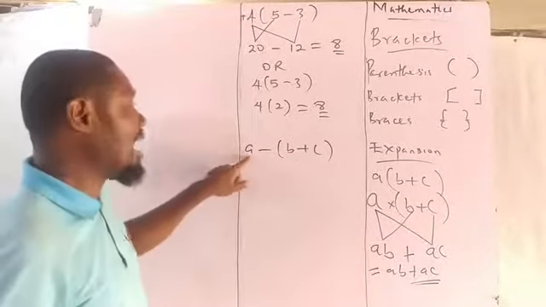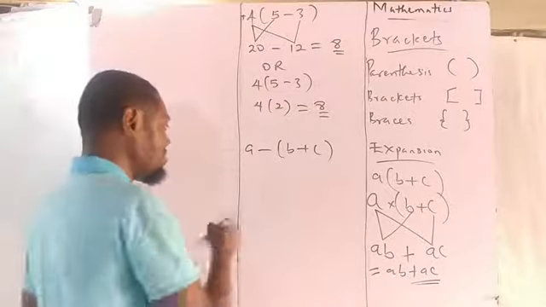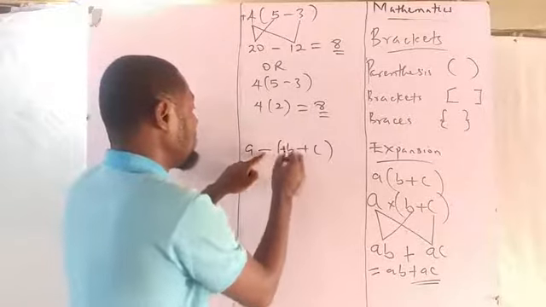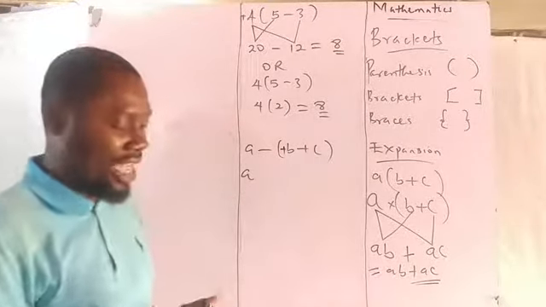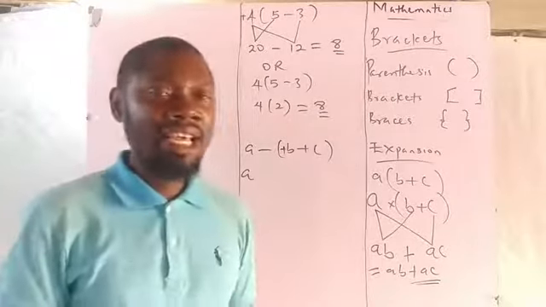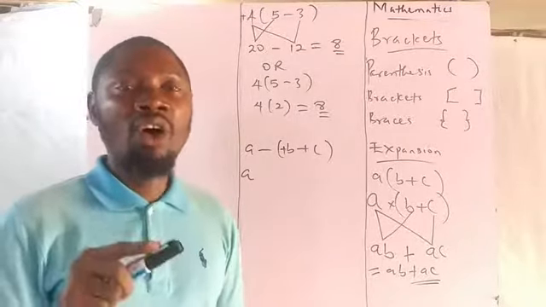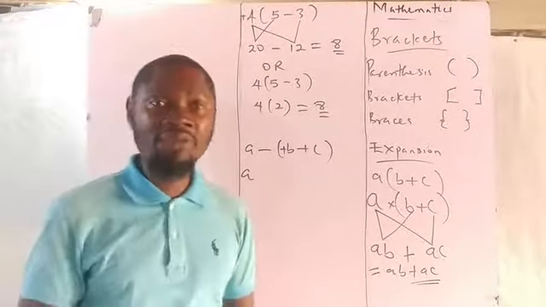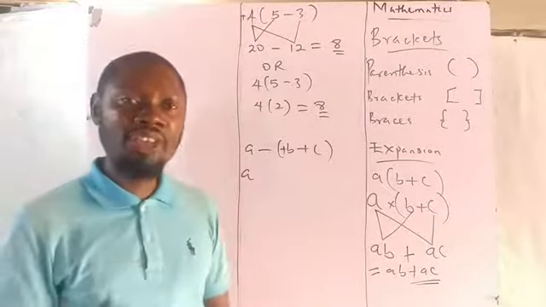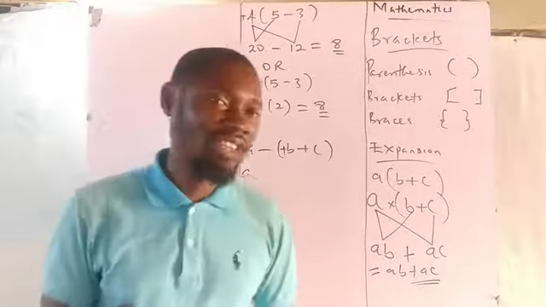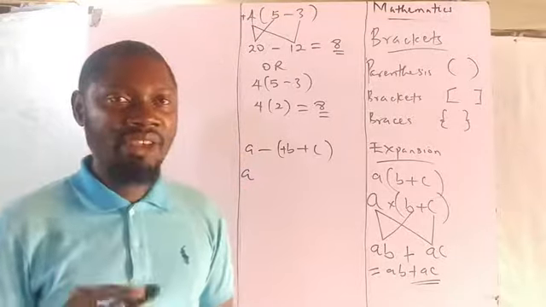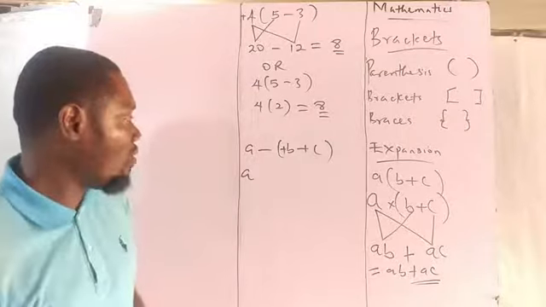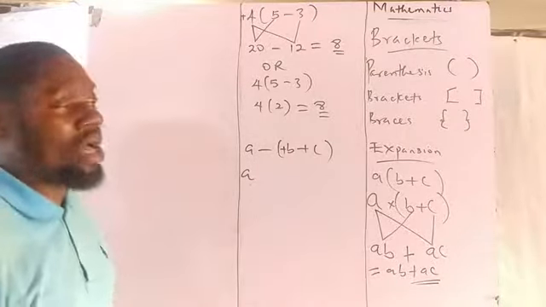Since A is not attached to the bracket, you bring down the A. Then the plus B that you have: the B inside has a plus sign. Provided no minus sign is attached to a particular number or letter, that number has a plus sign. That number is a positive number. Provided no minus sign is attached to a given number or variable, that number or variable is positive. So this B is also a positive B.